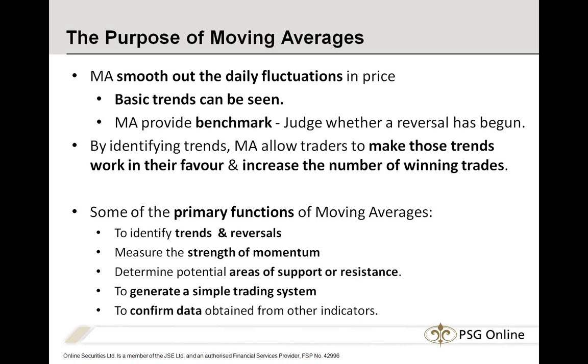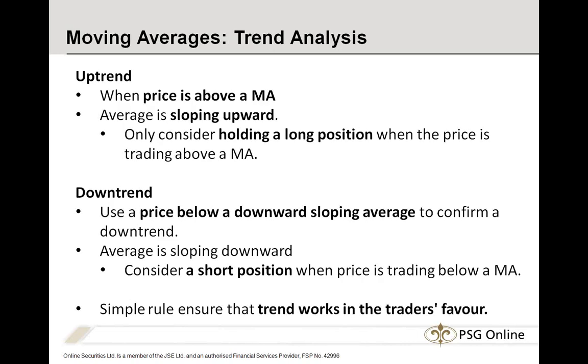So let's go into more detail regarding the primary functions. In the uptrend, the price is above a moving average, and you'll see some screenshots just now what I mean by that. So there's some rules involved. If the price is above a moving average and the slope is upward, we can say that is an upward trend, and you'll hold the position until such time as the trend changes. In the downward trend, when the price is below a downward sloping moving average, that will confirm a downtrend. You might consider opening up a short position on single stock futures or CFDs when that happens. So it's a very simple rule that works in your favor.